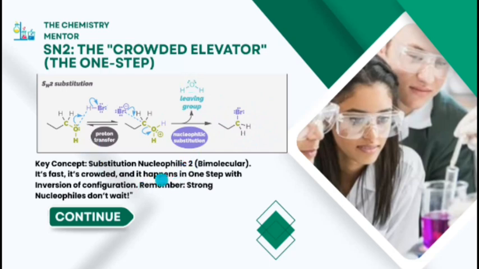In short, we can see that the hydroxyl group is protonated by HBr to become a better leaving group, that will be water. The bromide ion then will attack the carbon from the opposite side. Water will leave and we will get ethyl bromide in one smooth step.